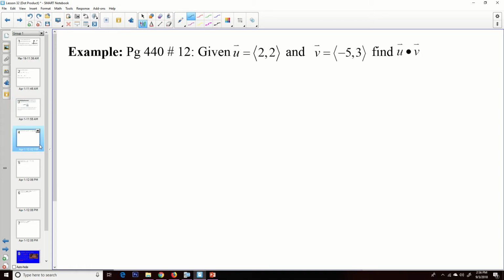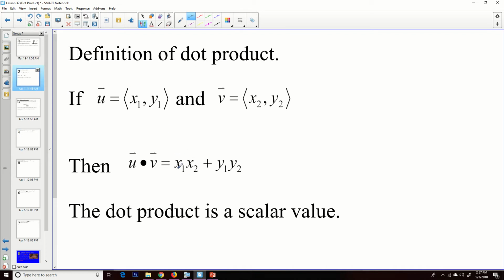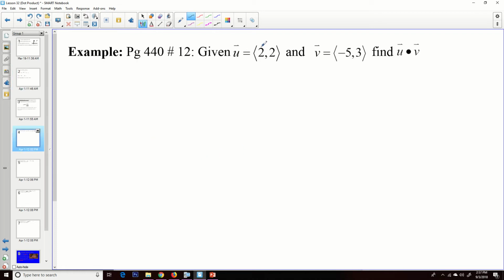Moving on, let's talk some examples here real quick. If I want to find the dot product of two vectors, remember that the formula is we multiply the two x values, we multiply the two y values, and then add those two together. So I'm going to go 2 times negative 5, and then add 2 times 3, so I get negative 10 plus 6, and so the dot product of vector u dot vector v is going to be negative 4.